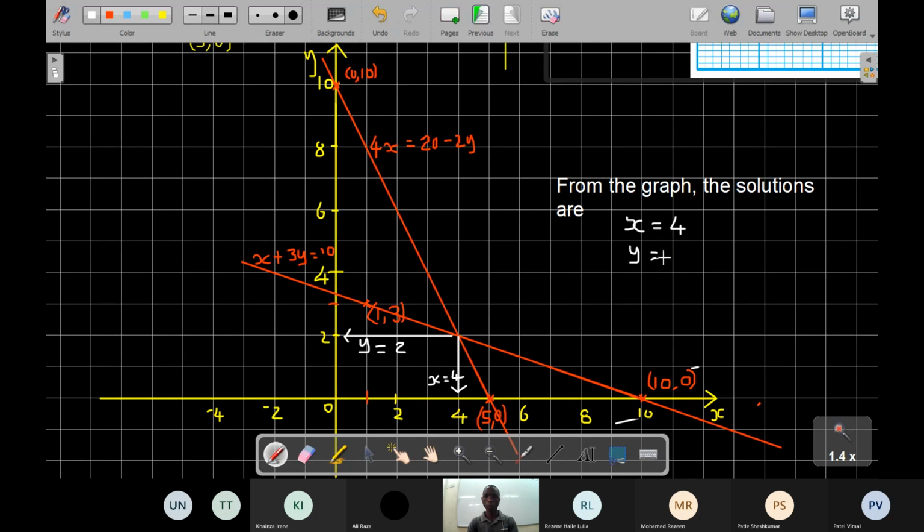Even when you use substitution or elimination, or even another method which we shall look at after matrices. There's that topic of matrices which we shall first look at before we look at the matrix method. So that is how we solve simultaneous equations using the graphical method.